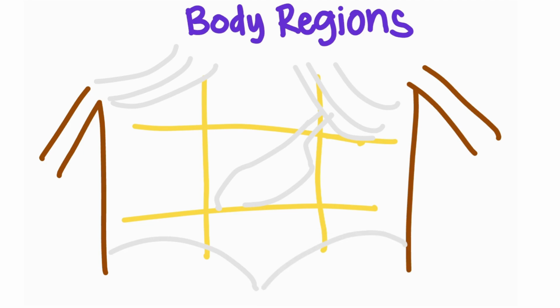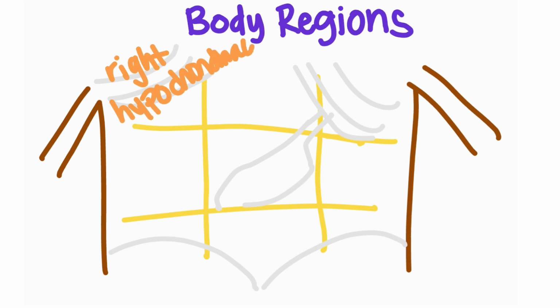Okay, so the first body region to label is going to be the upper right, and that is going to be the right hypochondriac region. Now, what does hypochondriac mean? Well, let me write it.